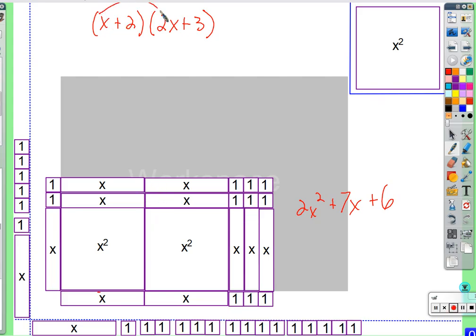Let's see it this way. X times 2x, that's 2 times x, that's 2 times x squared, 2x squared. We can do it whatever order we want. We can do x times 3 now. Yep. 3 times x, 3x. So we distributed the x, we took care of that. Took the x, distributed it across the whole thing, and we got 2x squared plus 3x. And now we're going to distribute the 2. That's 2 times 2x is 4x, plus 2 times 3, which gives us the 6. If we add the 3x and the 4x together, we get 7x.